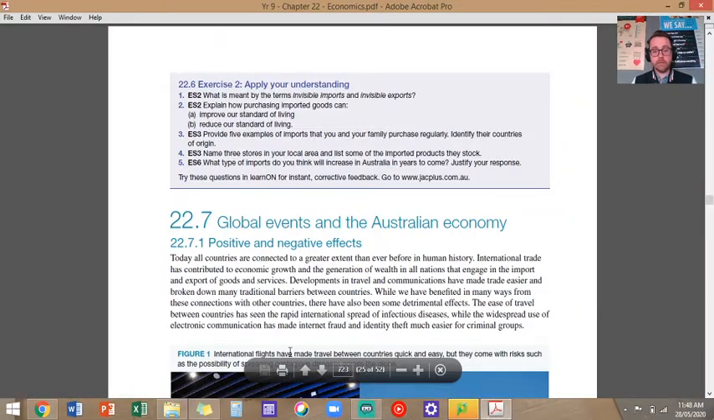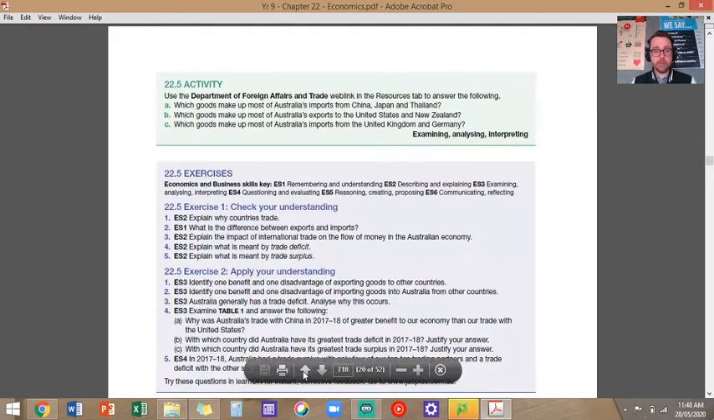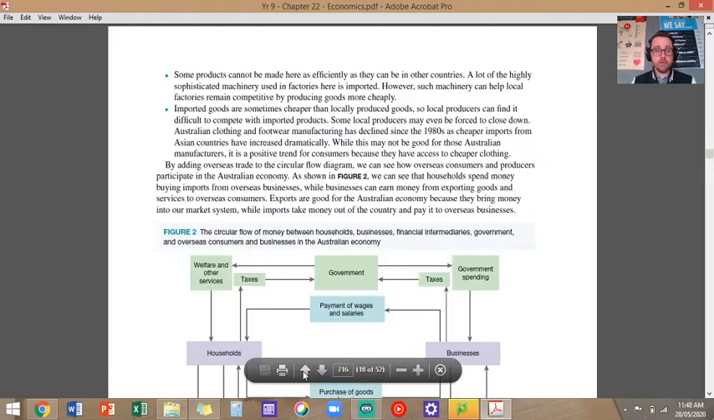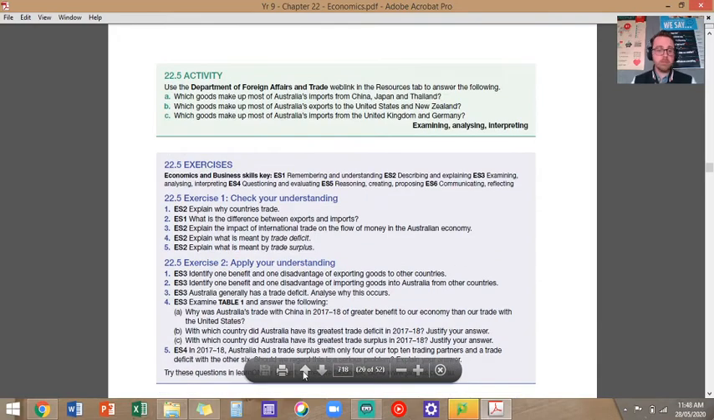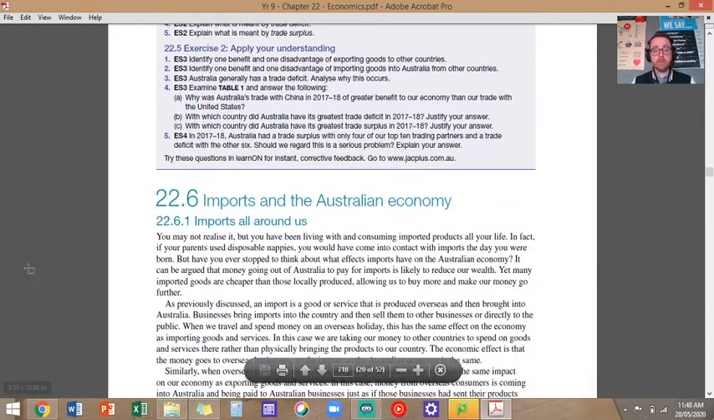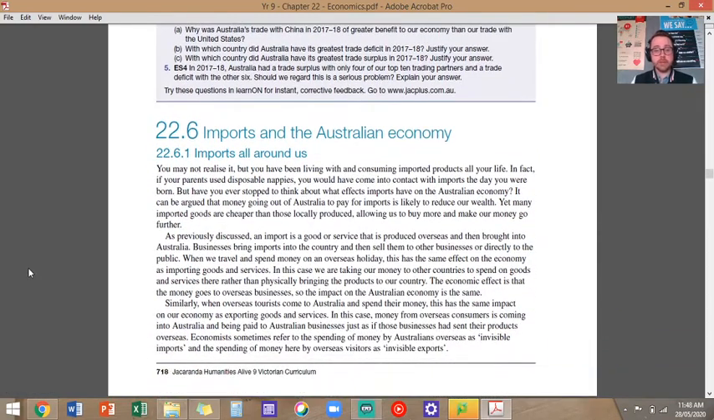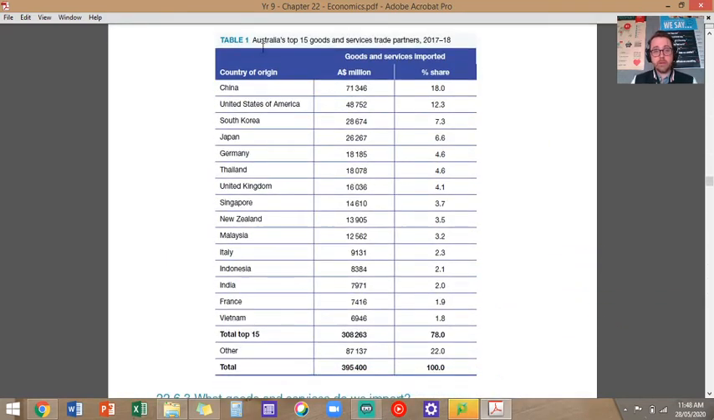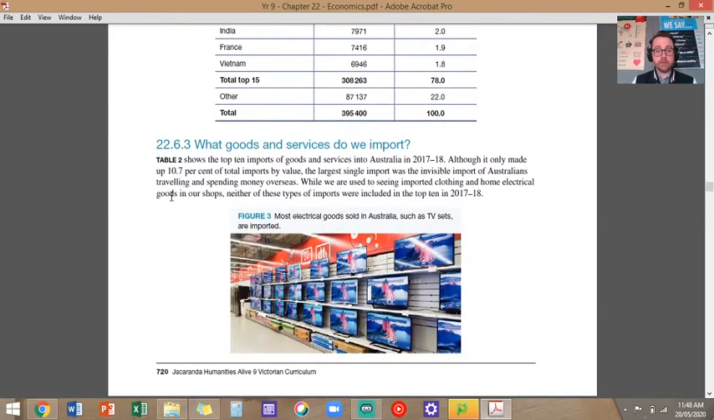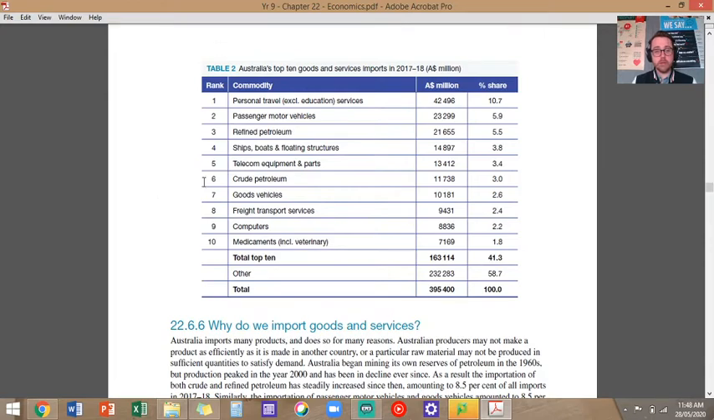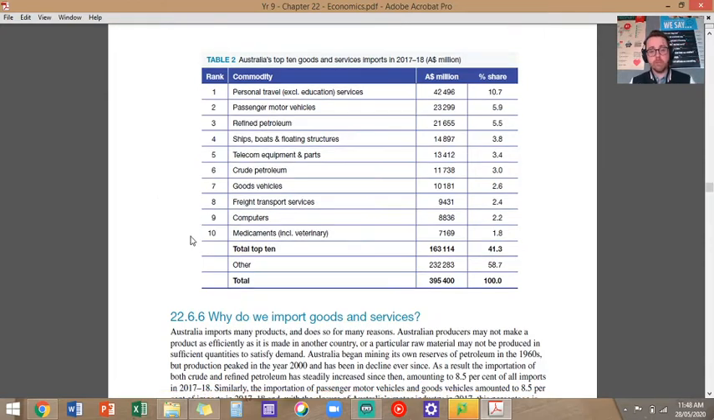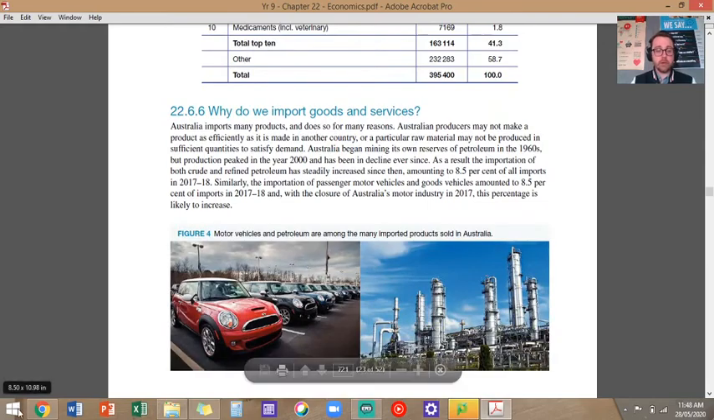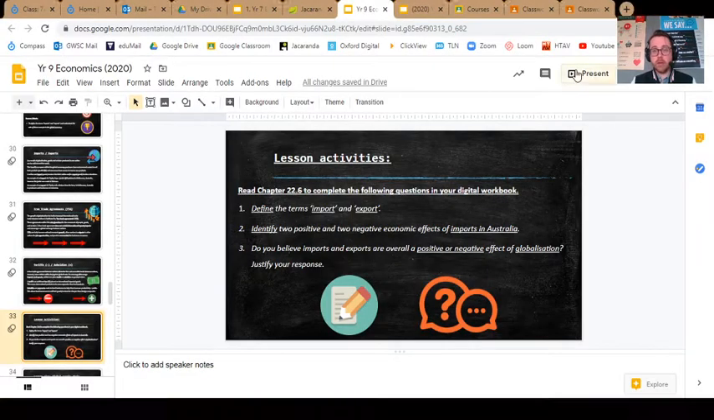So that's where we left off in our last lesson, 22.7. Too far. There it is. 22.6, imports in the Australian economy. So you can see it talks about imports, some of the top 15 goods and services. So this is who we are trading with. What goods and services do we import? These are the things that we try and get from other countries, and why we do that. So you can read through that. It should help you with these questions that you'll be completing in your digital notebook.